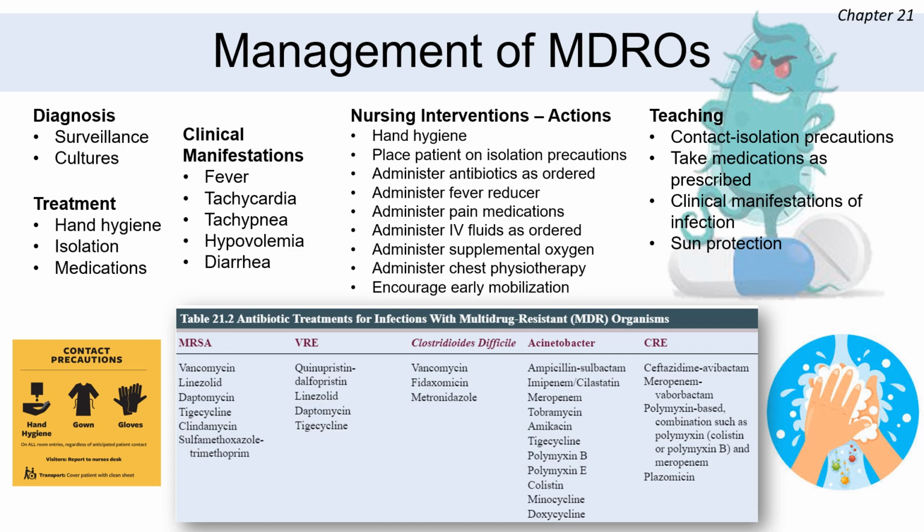Treatment-wise, we're going to perform diligent hand hygiene, place the patient on isolation precautions, and then provide medication depending on what type of organism it is. Clinical manifestations are going to be general infection signs and symptoms, so like fever, tachycardia, tachypnea, hypovolemia, diarrhea, specific to the organism. Here are all the nursing actions you're going to do, pretty self-explanatory. Wash your hands, give something for the fever, the pain, IV fluids, etc. You can read through that.